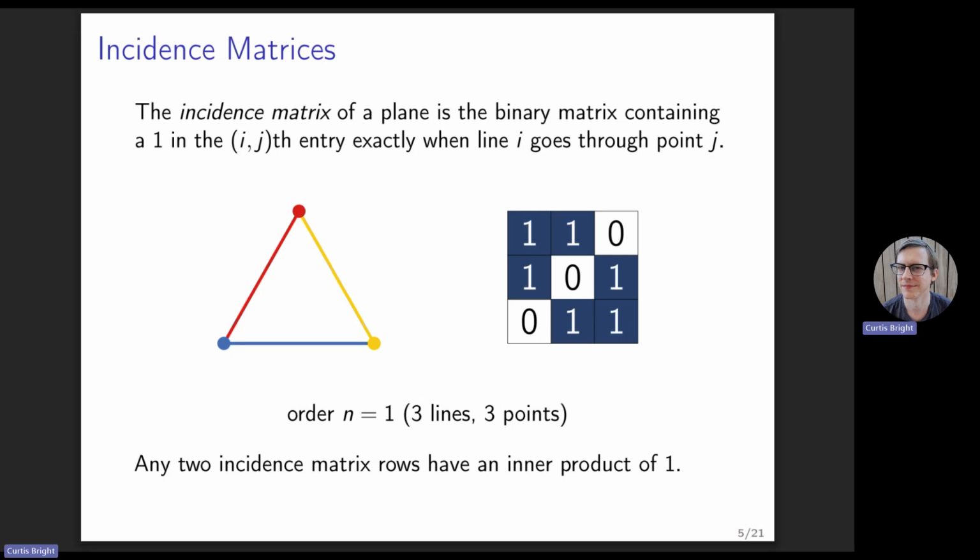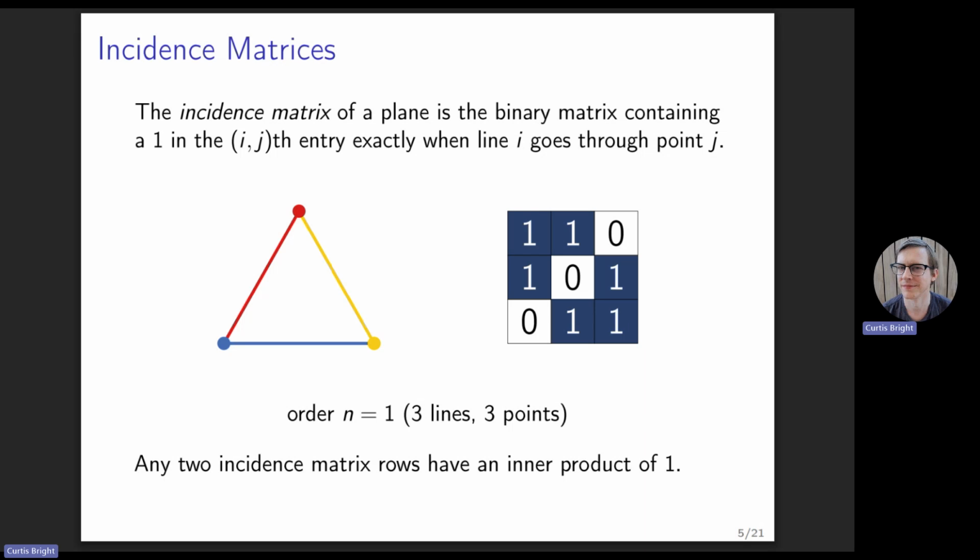Think about it, right? If it had an inner product of 0, essentially they're saying that you have 2 parallel lines, right? They don't intersect at all. Whereas if they had an inner product of 2, well, then you're saying you have 2 lines which would intersect twice at 2 points. Well, that also can't happen, right? Projective planes are very restrictive. Every 2 lines have to intersect exactly once. So any 2 rows of this matrix have to have an inner product of exactly 1.